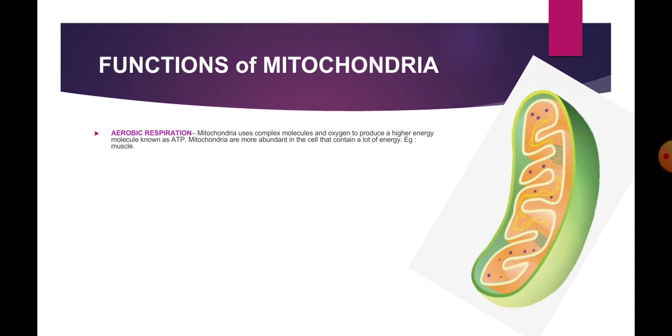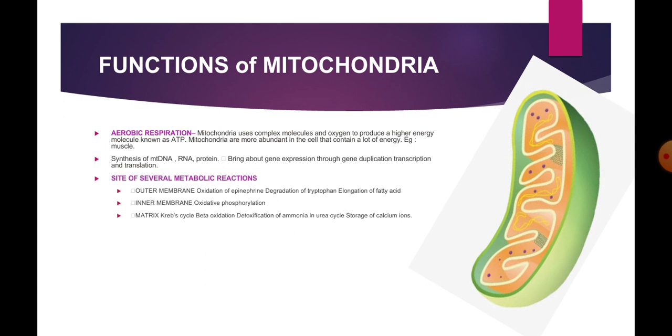So, the functions of mitochondria. The major function is aerobic respiration. Mitochondria use complex molecules and oxygen to produce a higher energy molecule known as ATP. Mitochondria are more abundant in cells that need a lot of energy, for example, our muscle cells. Synthesis of mitochondrial DNA, RNA, and protein brings about gene expression through gene duplication, transcription, and translation.